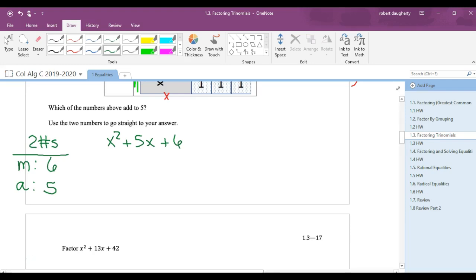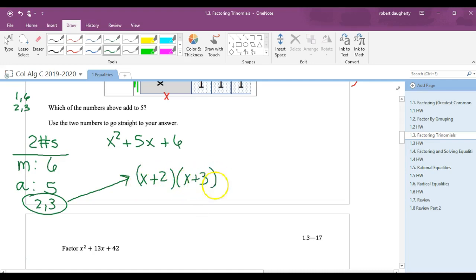Yeah, 3 and 2. Okay, those are the numbers that are going to make this happen. Now, if you can't just think 3 and 2, what are the factors of 6? It's 1 and 6, 2 and 3, and then what? 3 and 2, 6 and 1. That's it. Okay. Which of those numbers can you add and get a 5? 2 and 3. Okay, that's my answer. So once I know that the 2 and the 3 are the numbers that make this happen, you go straight to your factorization. x plus 2, x plus 3.